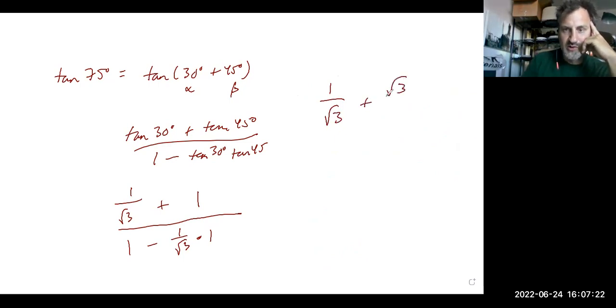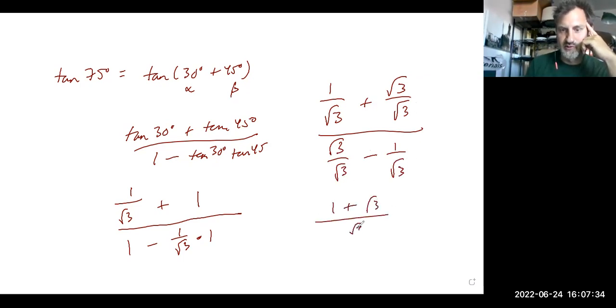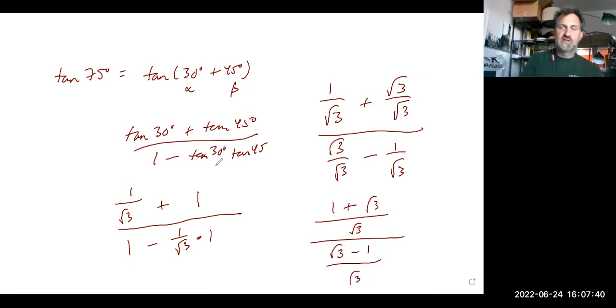Common denominator, square root of 3 over 3. Sorry, square root of 3 over the square root of 3. So I end up with 1 plus the square root of 3 over the square root of 3 divided by the square root of 3 minus 1 over the square root of 3. Now I'm going to write it sideways.